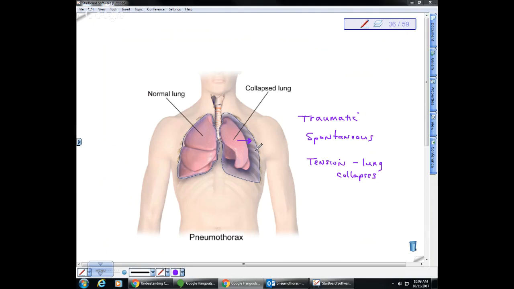And with the tension, is there anything specific that causes that, or is that just something that can happen because of a traumatic or a spontaneous? It can happen because of either one of those. Okay. So the tension is where the whole lung collapses, not just part of it, and then it presses on the heart. Is it possible for the pleural cavity to leak if it's punctured?